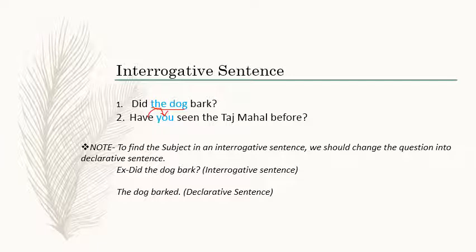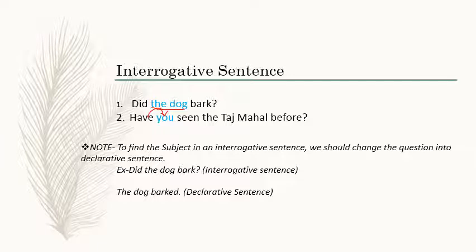Now points to remember. To find the subject in an interrogative sentence, we should change the question into a declarative sentence. I hope you have remembered how to change the sentences. For example, did the dog bark? As this sentence is in the past tense, we have to change it in the past tense in a declarative sentence. For example, the dog barked.